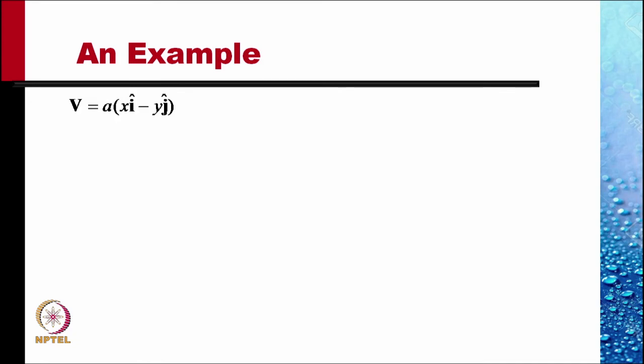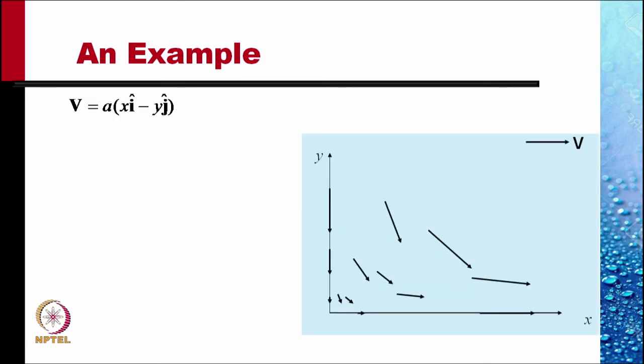We do a simple example. Let the velocity field be ax i minus ay j. The velocity component in the i direction, the x direction, is ax, and in the y direction is minus ay. If we plot this velocity at a few points, we get a picture like this. Along the x-axis, where y is equal to 0, the velocity is ax i. So velocity is horizontal and it is increasing as x increases. Along the y direction, where x is 0, the velocity is minus ay. So velocity decreases toward the origin and is directed towards the origin. At other locations, the velocity vectors are as shown.